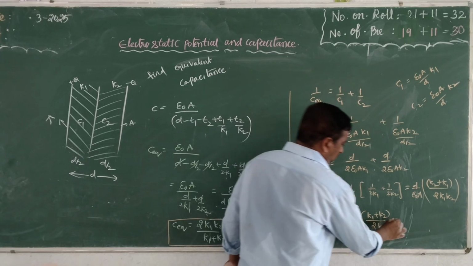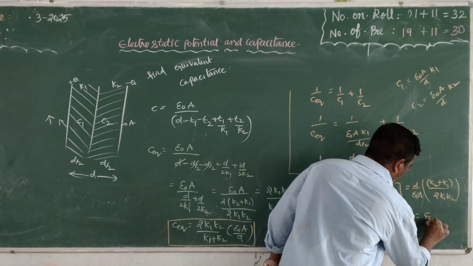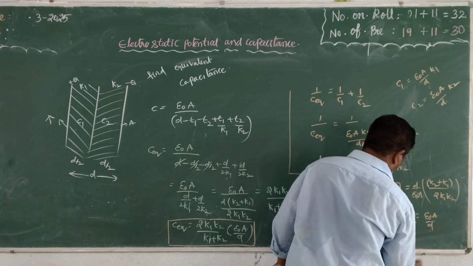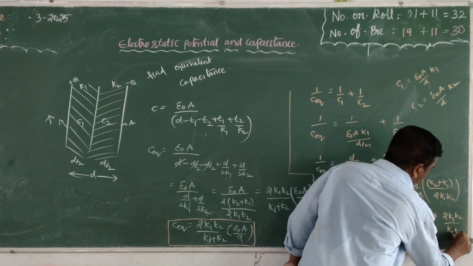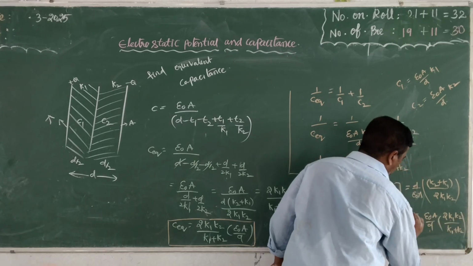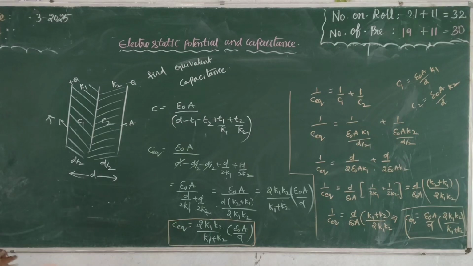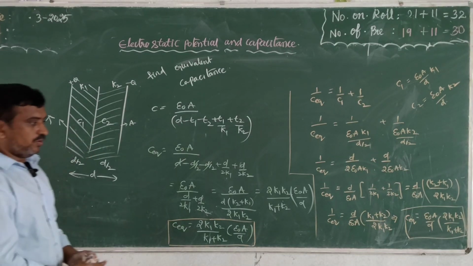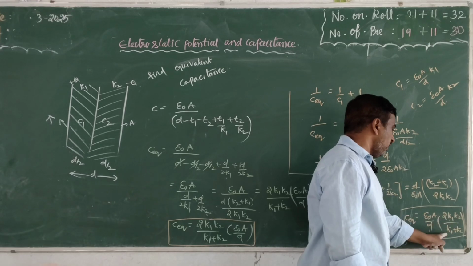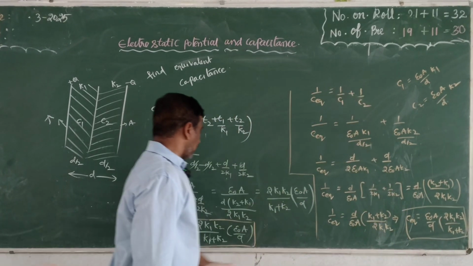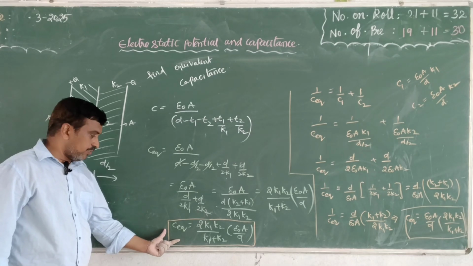We want C equivalent. C equivalent equals, what do we get now? Epsilon naught A by d into 2 K1 K2 by K1 plus K2. This is the equivalent capacitance when two dielectrics are placed between the parallel plates. What is the equivalent capacitance? Epsilon naught A by d into 2 K1 K2 by K1 plus K2. So we can use the series method directly for dielectrics placed between the parallel plates.